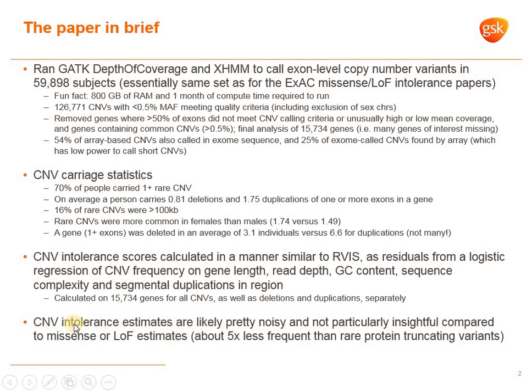Just coming back to an earlier idea, the copy number intolerance estimates are probably pretty noisy because you don't have that many events per gene, even in a data set of 60,000 individuals. So I think it's going to take much larger data sets or perhaps better copy number calling methods to get the same level of precision that they're getting even for the loss of function estimates, which themselves are also still a bit noisy. Missense variants are probably far more robust because there are more observations of those in these data sets.